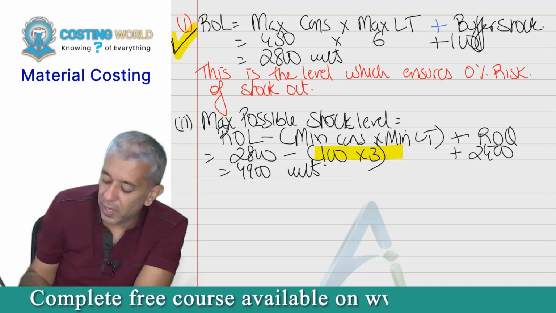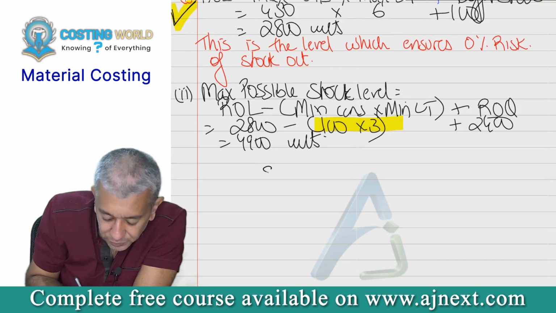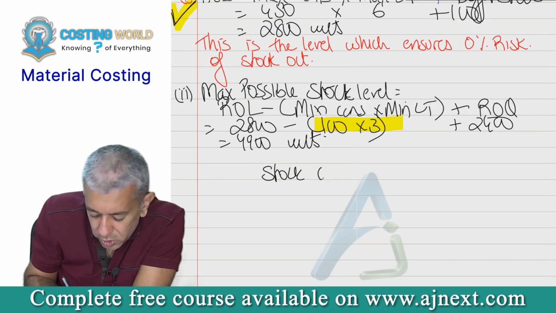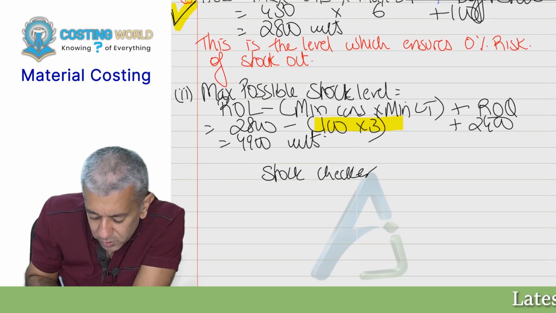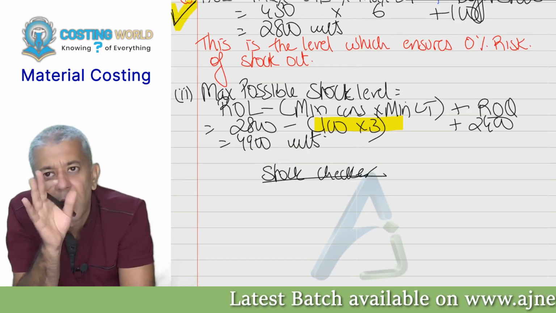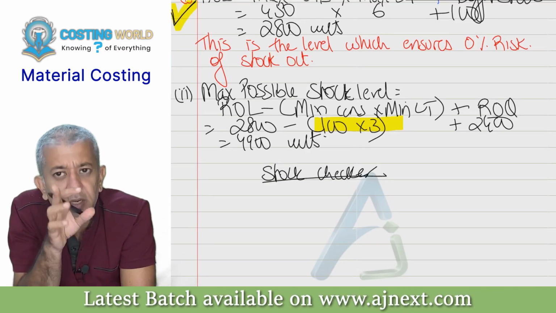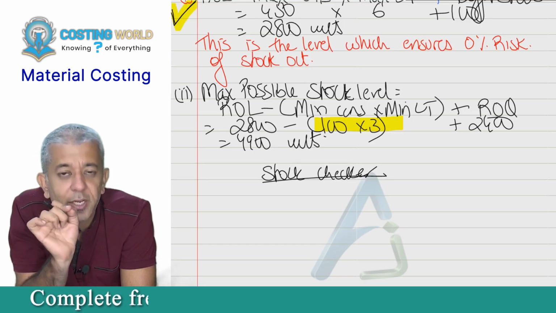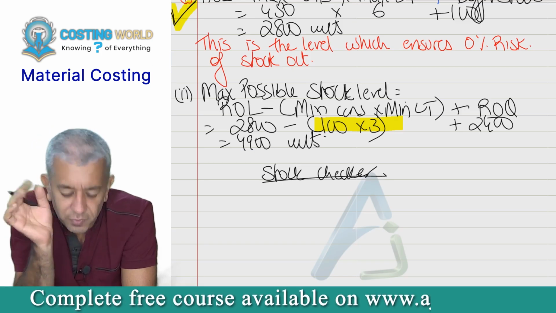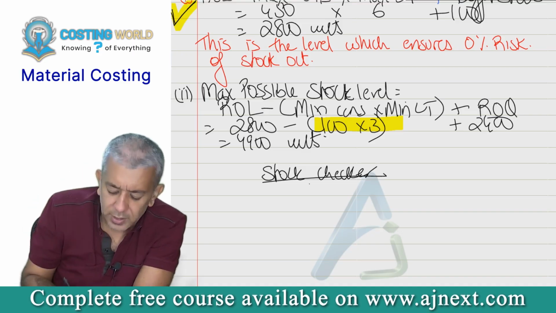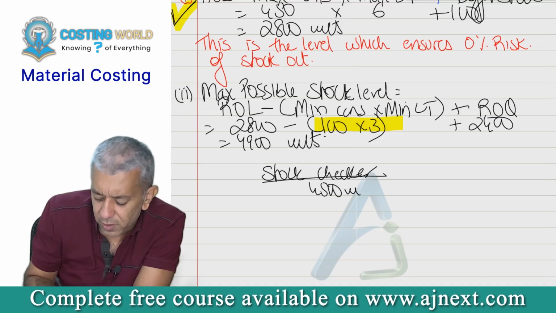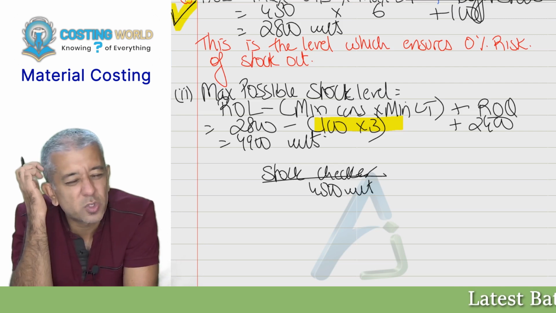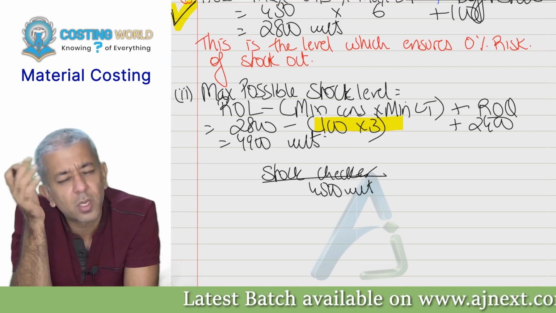One fine day, I called my stock checker. Who is a stock checker? Stock checker is that particular guy who is responsible for counting the stock. I told him, go to the warehouse and count how much stock is there. He went to the warehouse and started to physically count 1, 2, 3, 4, 5, 6, and so on. There was stock of 4,500 units. He came and told me, sir, there is stock of 4,500 units. I told him, okay, go home.